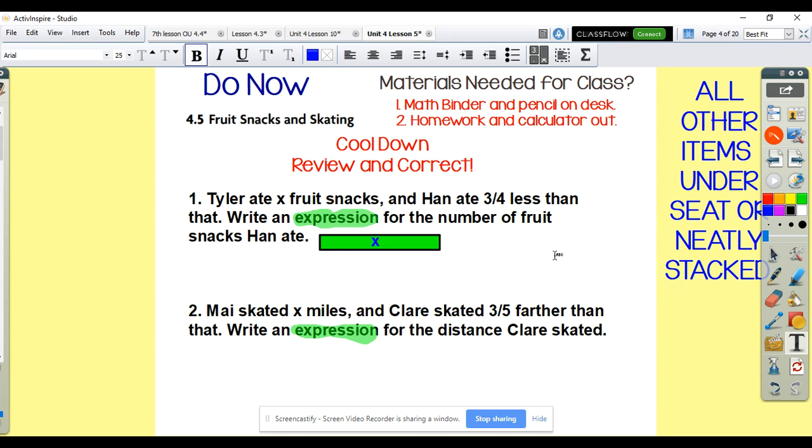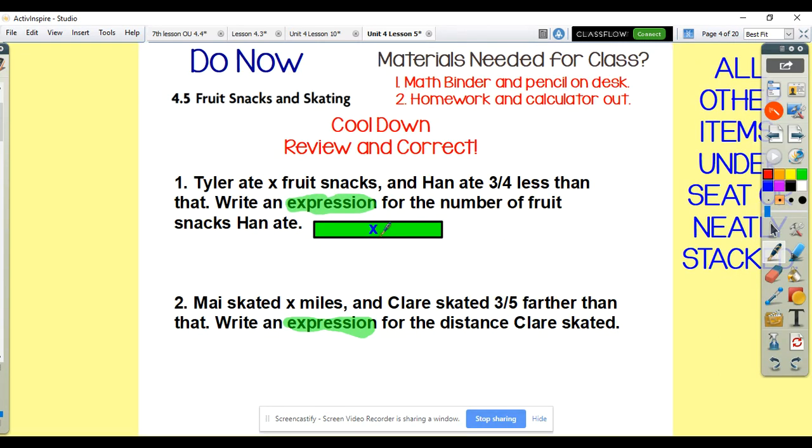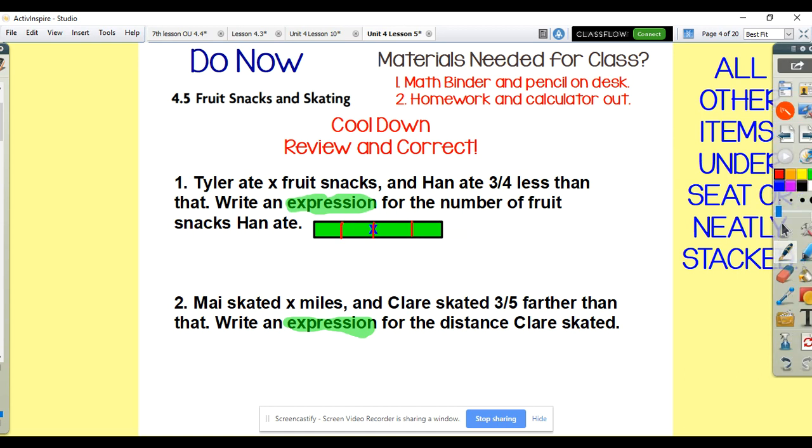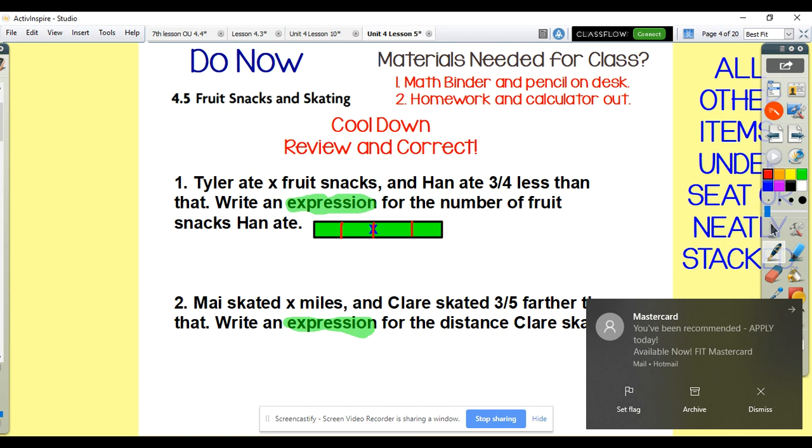And Han ate 3/4 less than that. Han didn't just eat 3/4 though. So Han ate 3/4 less than Tyler's. So in theory, what we're saying here is if this is 1/4, my fourths aren't perfect, please excuse me. Let's make this right down the middle, right? This would be like half. And so if we're looking at fourths it would be something like that, right? And so that's Tyler's. But Han ate 3/4 less than that.